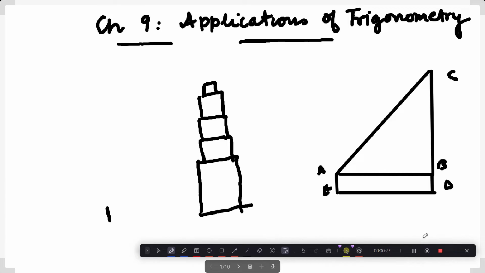So this is Qutub Minar. I've just tried to make a Qutub Minar out here. And a person is standing on the ground. We know the distance of this person from the bottom of the tower, right? So we know this distance.